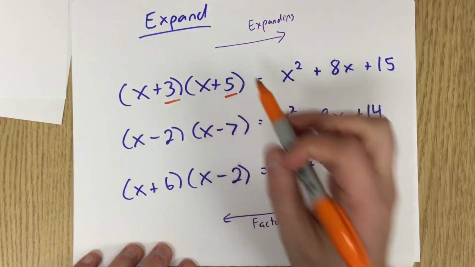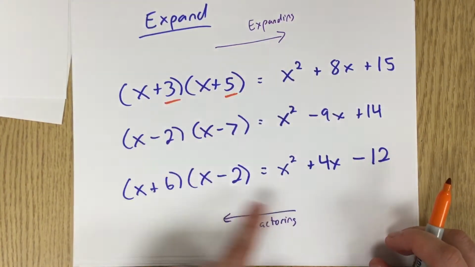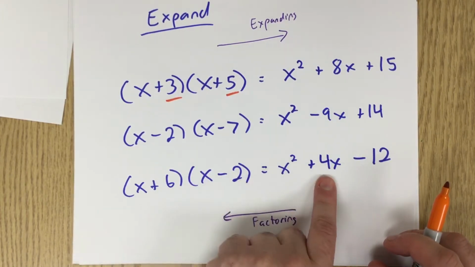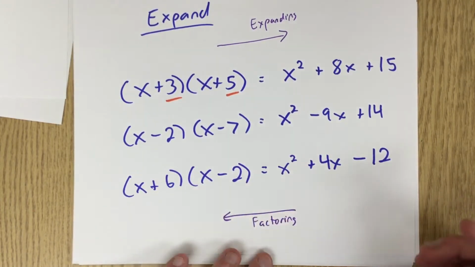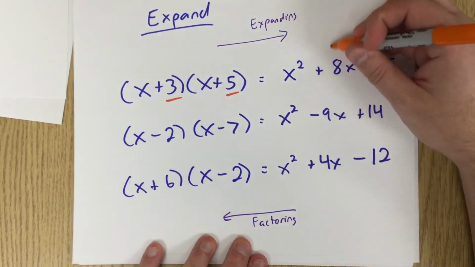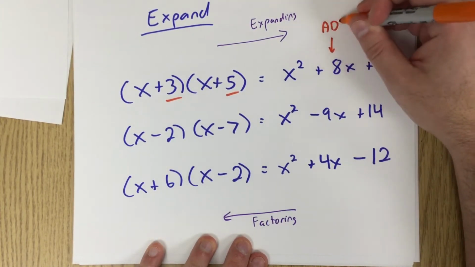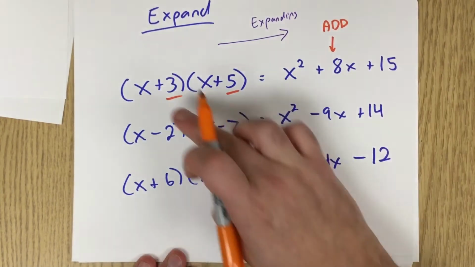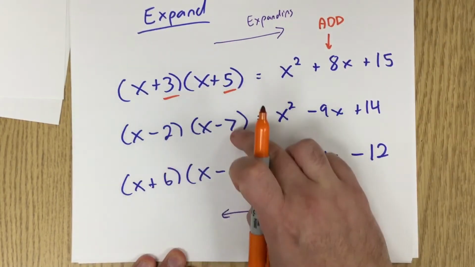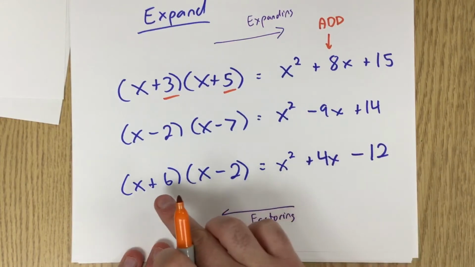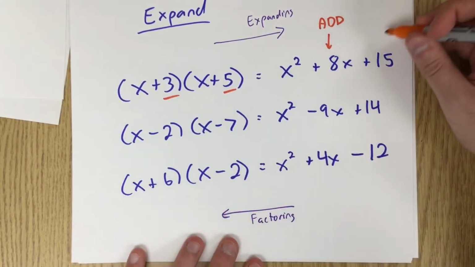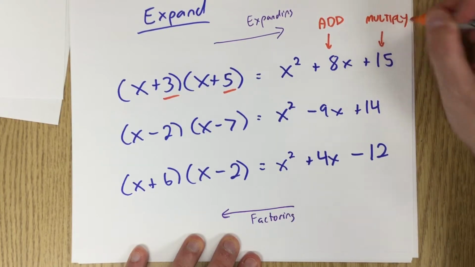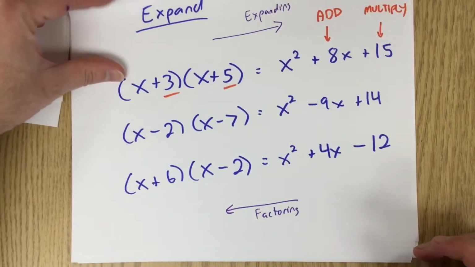if we look at these two numbers, 3 and 5 add up to 8. Minus 2 and minus 7 add up to minus 9. Plus 6 and minus 2 adds up to 4. So it seems like they add up to this middle number, the one with the x. And then 3 times 5 is 15. Minus 2 times minus 7 is plus 14. And 6 times minus 2 is minus 12. And we're going to use that to go backwards.